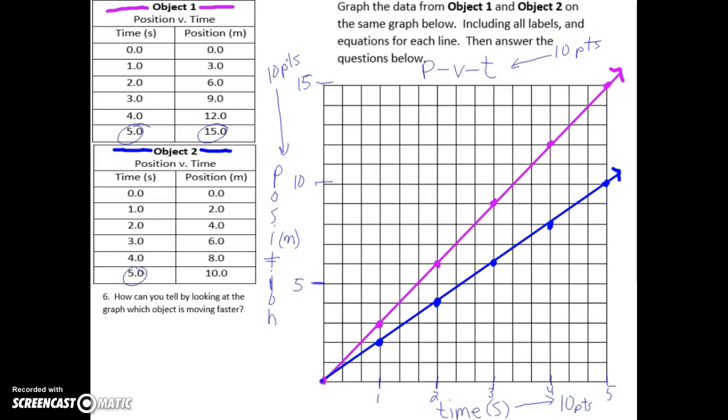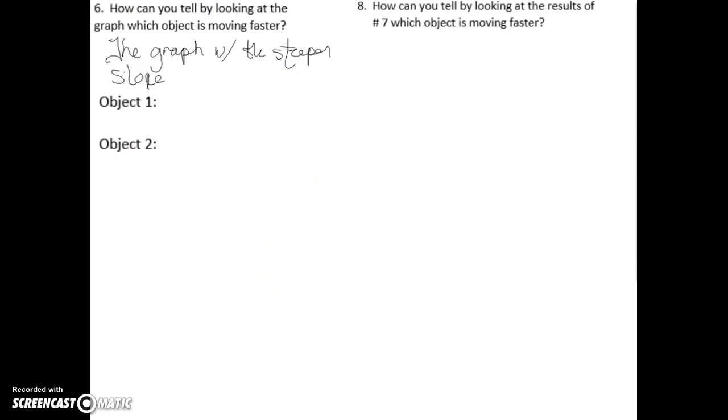Which 2 points am I going to use? As long as 0, 0 is one of the points, I'm going to go ahead and cheat and use 0, 0. Okay, and 15 and 5. Let me coordinate the colors here. 0, 0. Whoops. 5 and 15.